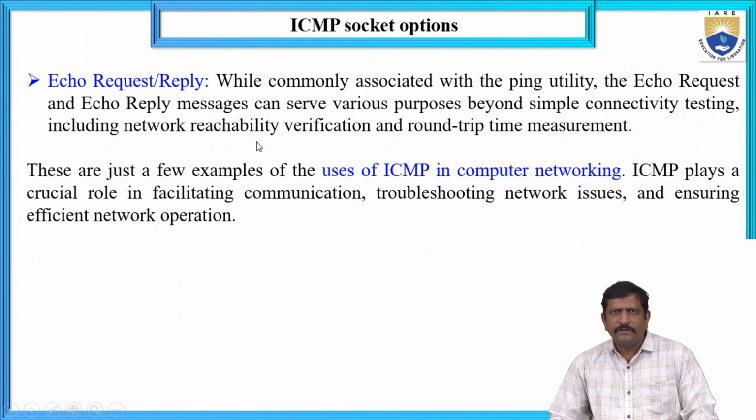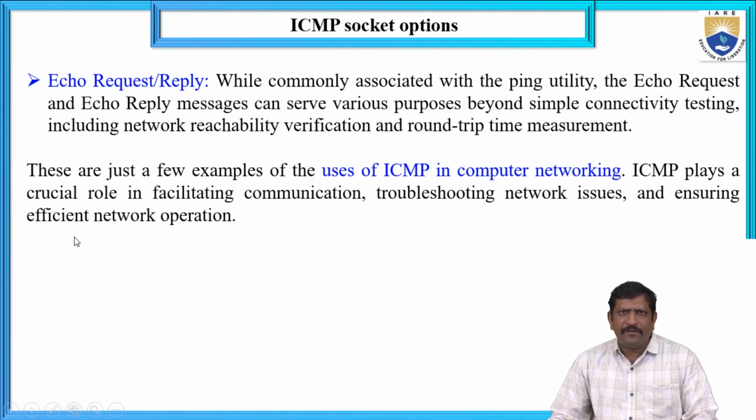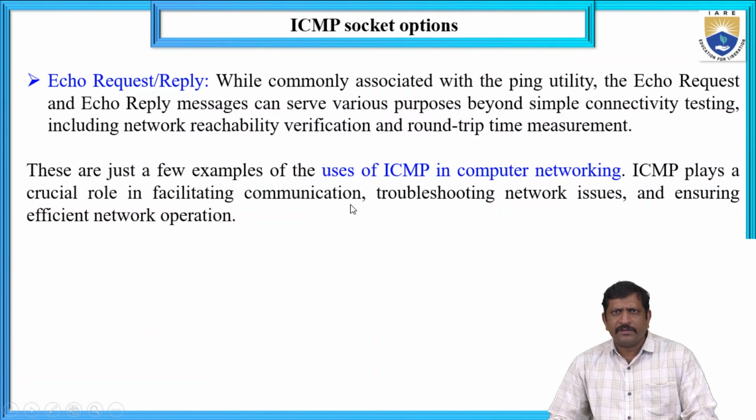Next, echo request and reply. While commonly associated with the ping utility, echo request and echo reply messages can serve various other purposes beyond simple connectivity testing, including network reachability verification and round trip time measurement. These are just a few examples of the uses of ICMP in computer networking. ICMP plays a crucial role in facilitating communication, troubleshooting network issues, and ensuring efficient network operations.